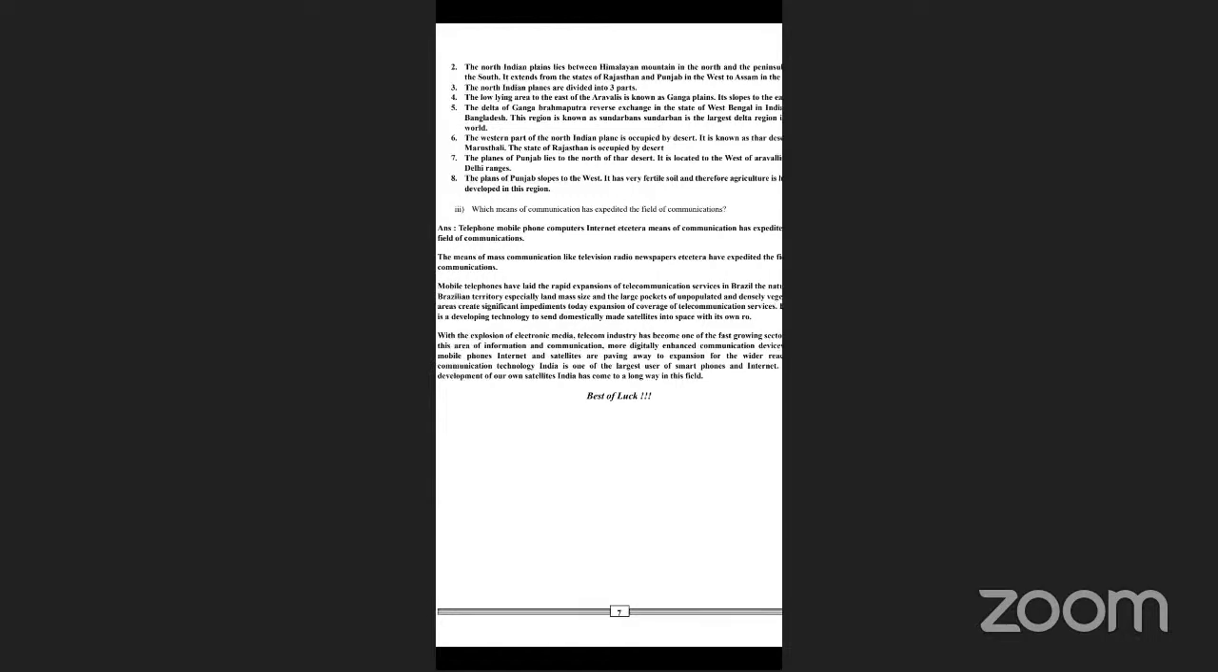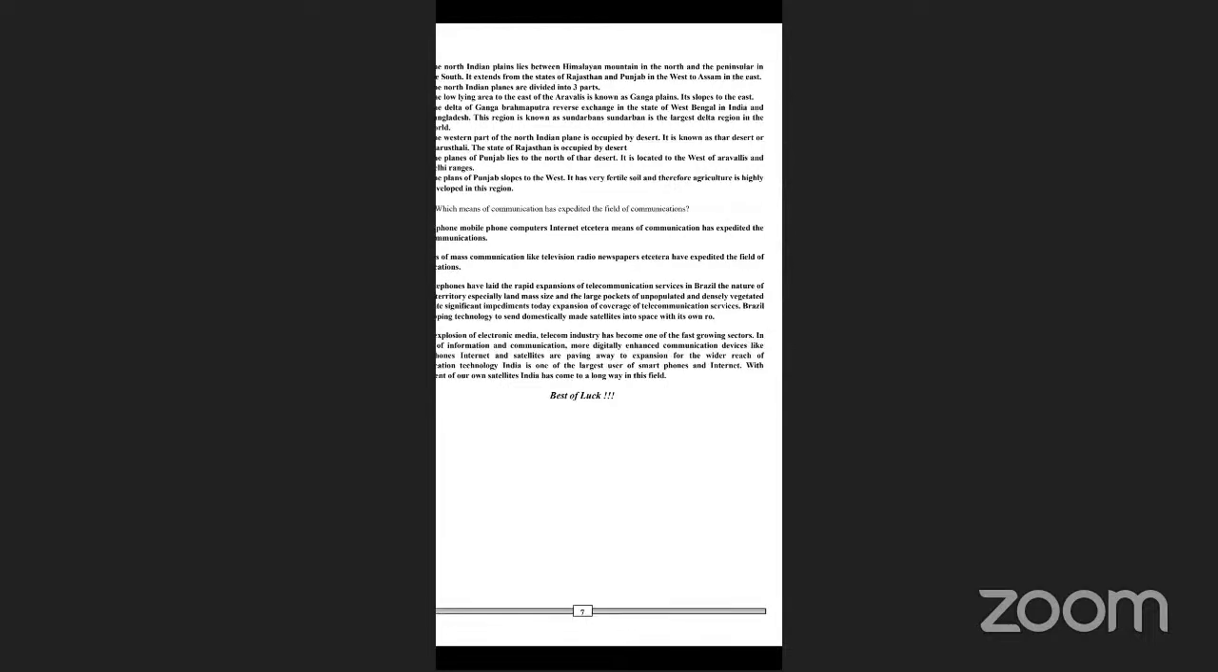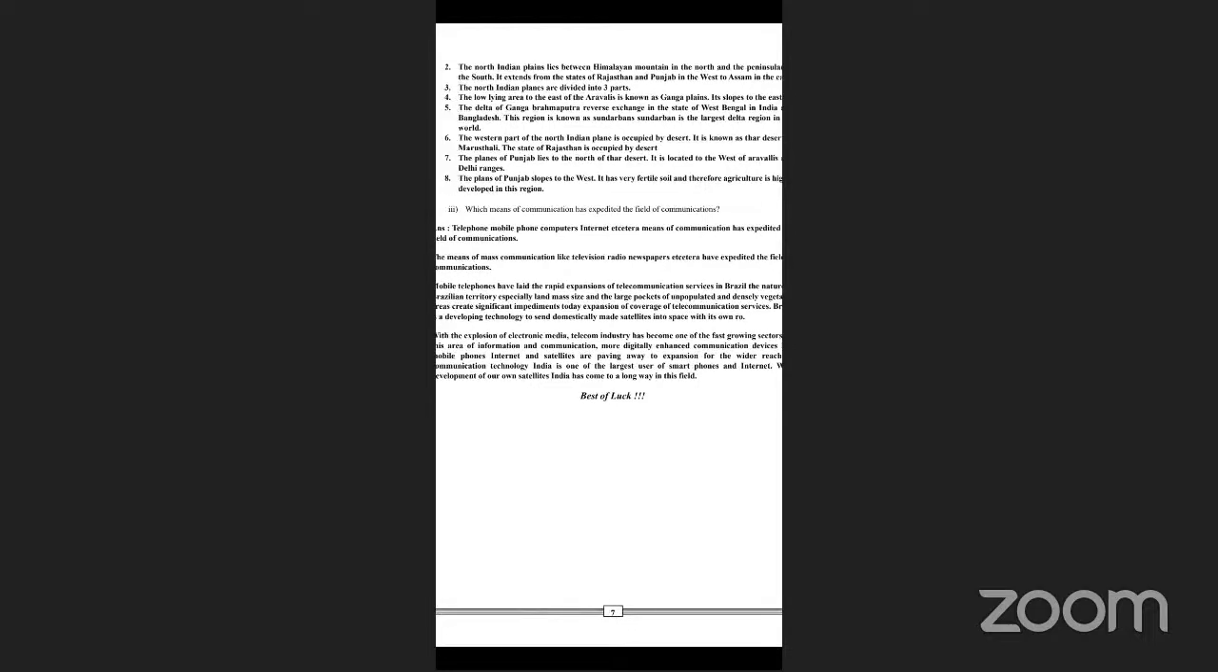Actually, these plains totally lie within the states of Punjab and Haryana, but they slope mainly towards the west, not towards the east. And it has very fertile soil, and due to the fertile soil, agriculture is highly developed in this region. And this region is mainly drained by the main rivers that are tributaries of the river Indus, like Satluj, Jhelum, Chenab, Ravi, Beas, etc.